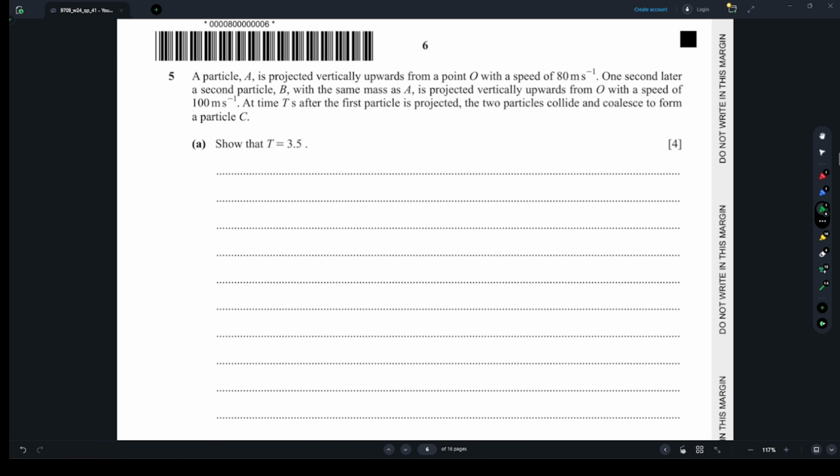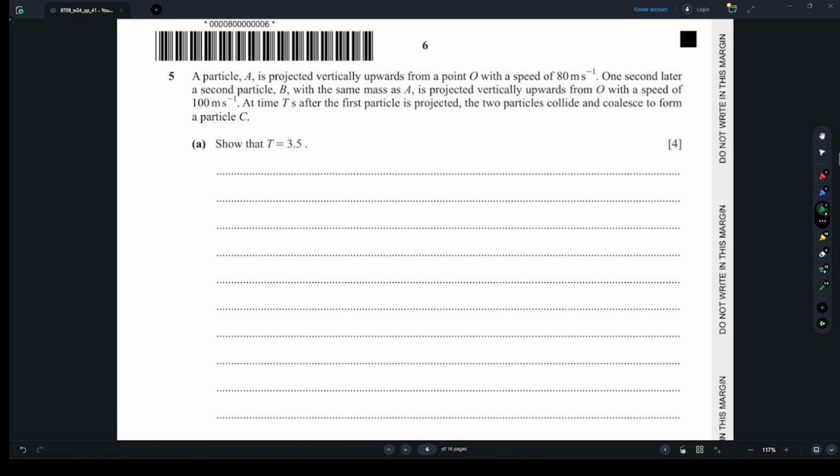They are saying that particle A is projected vertically upward from a point O with a speed of 80. One second later, a second particle B with the same mass as A is projected vertically upward from O with a speed of 100. At time t after the first particle is projected, the two particles collide and coalesce to form a particle C. That means after collision they stick together and create another particle.